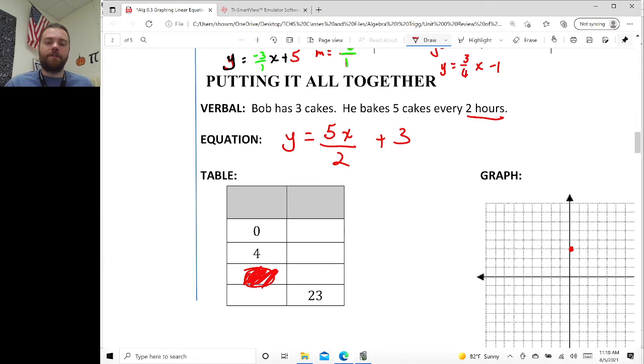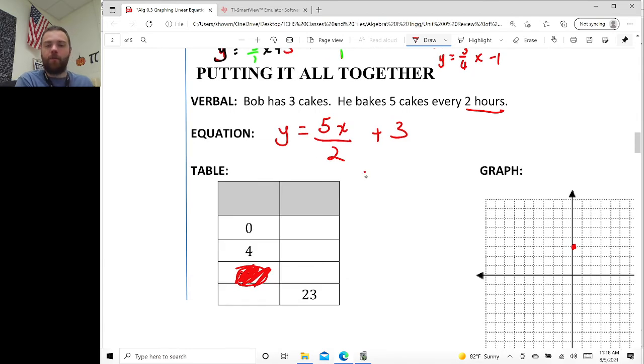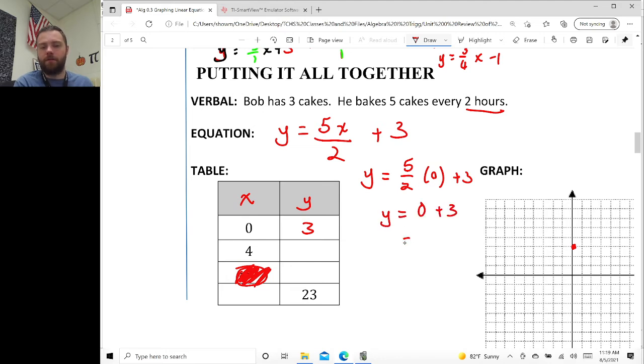But if I plug in 0 into this equation, I want to know what the y value is. So x, y. When x equals 0, I've got y equals 5 over 2 times 0 plus 3. Well, 5 over 2 times 0 is going to be 0. Plus 3 is 3, so y is 3. Let me write that out. 5 over 2 times 0 is 0, plus 3 equals 3.